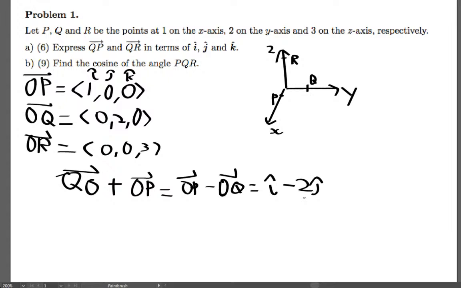But a quicker way is to just look at the points and figure out how much it changes in the x, y, and z axes. In this case, we want to figure out the change from point Q to point P. When you look at it, you need to go 1 unit in the x direction, then minus 2 units on the y-axis, and 0 units in the z direction. So that's how you could solve this as well. And so this is QP.